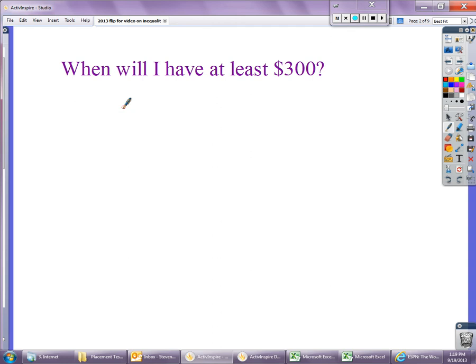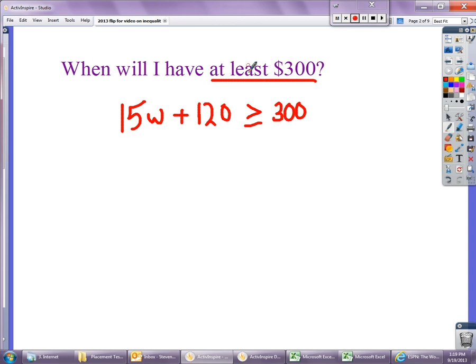So I'm going to take that same equation, 15W plus 120, and instead of wanting exactly $300, you want at least 300. Well, at least would mean that the amount of money you had should be greater than or equal to $300, because even though you see the word least in there, it means you could have $300 or more.